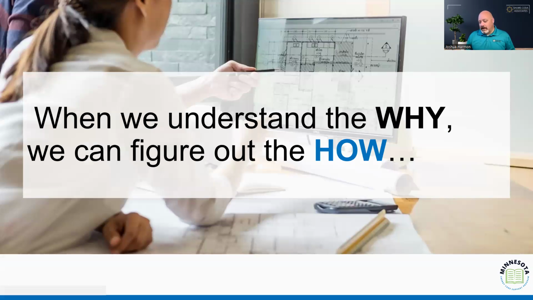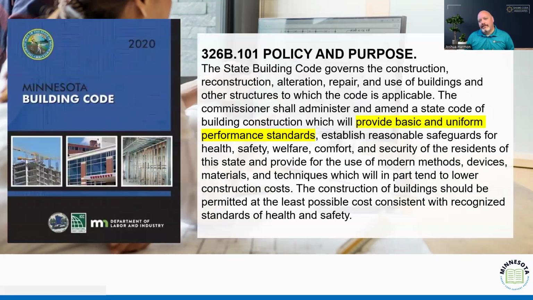One of the things I always like to remind us when we start off a class is when we understand the why, then we can figure out the how. That to me is always the bigger question. Why do we do things? And why does the code do this? Well, the reason, the why behind it, that the code exists both at the larger level and within the energy context, is to provide some uniform and basic performance standards for construction, right? That's the purpose of building codes, is to provide a level of control, right?